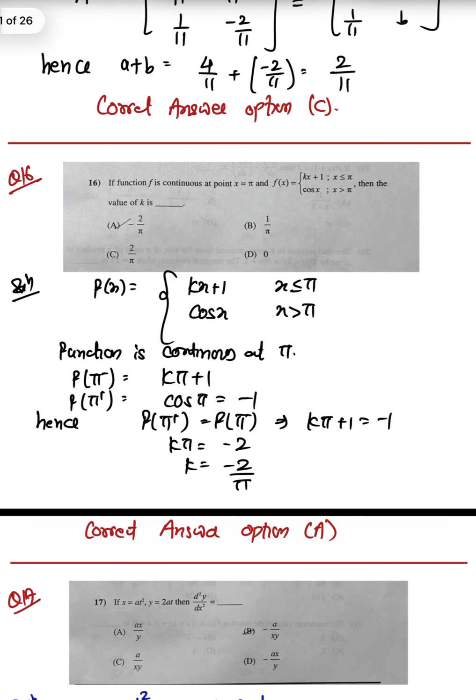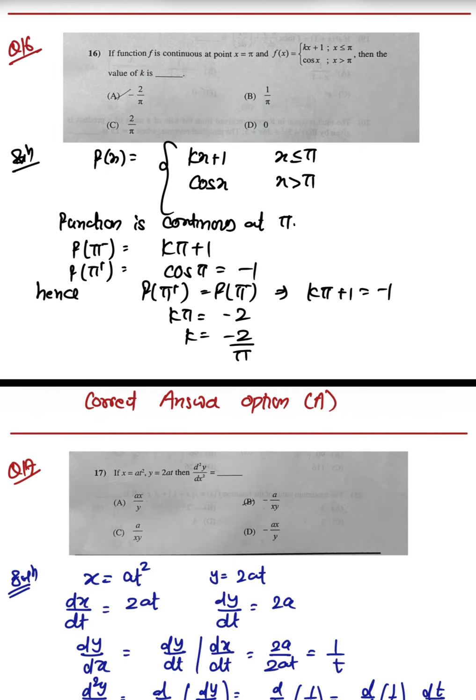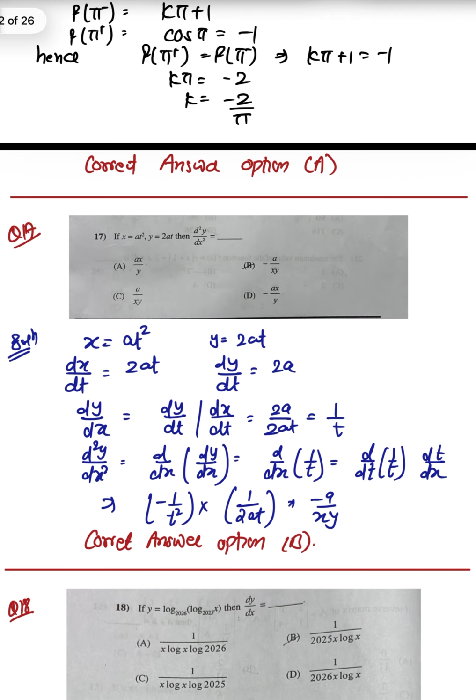16, if the function is continuous at the point x equals pi, so we'll compare the left hand limit and the right hand limit. So when you put in the left side, you will get k pi plus 1, and when you put in the right side, you will get cos pi, which is minus 1. If we take the two values equal, you will get k as minus 2 by pi. That's why option A is correct.